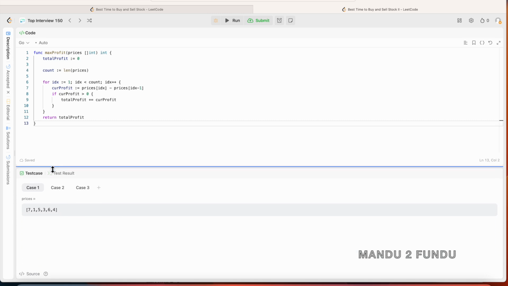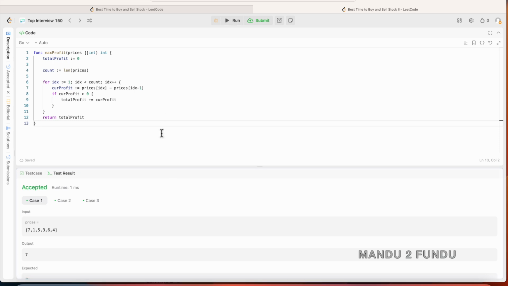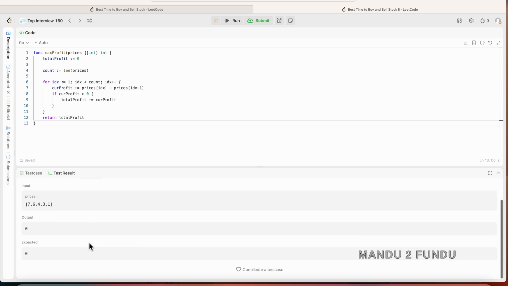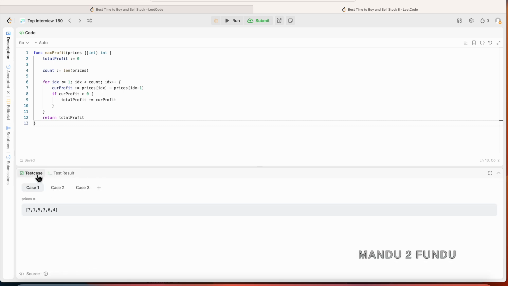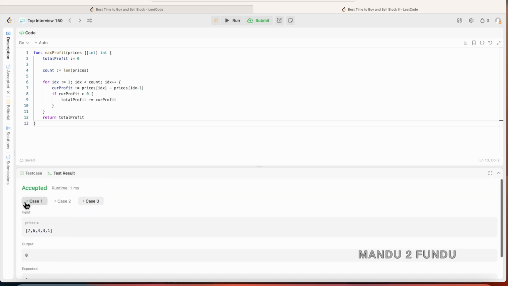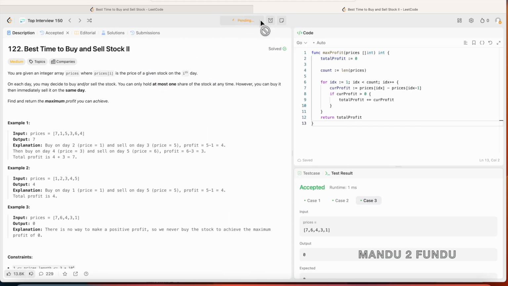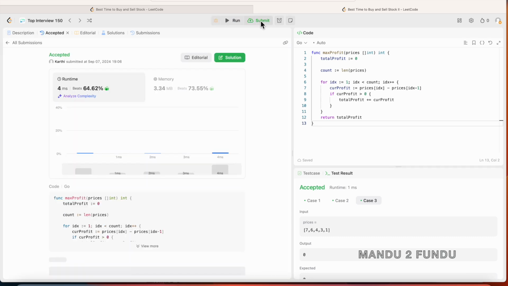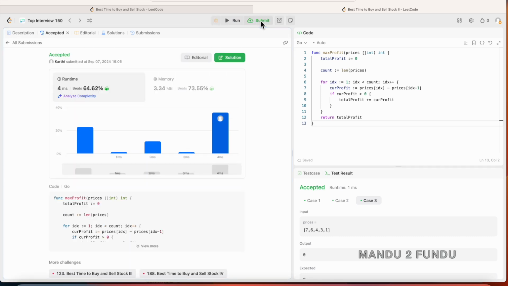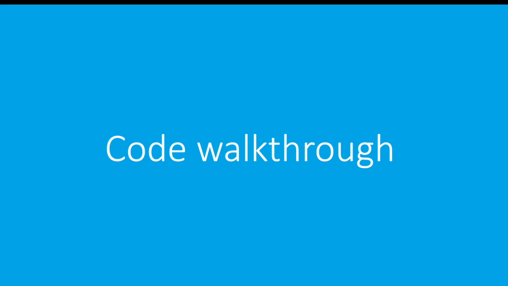Next, I'm going to run the test cases. Okay, all the tests passed. Next, I'm going to submit this program. Cool, it's accepted. Next, I'm going to do the code walkthrough with sample input.